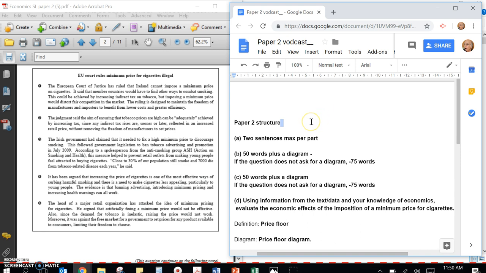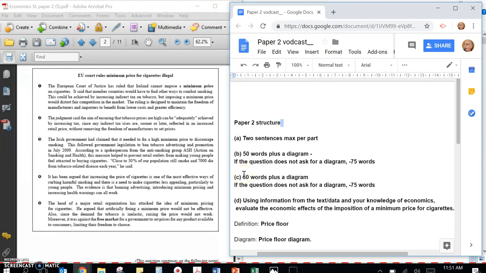We have part A, where in each part, worth 2 marks each, you'll be asked to write a definition or state two things. We've seen definitions before. For stating two things, it might be state two functions of a central bank. So the revision that you do on definitions will really pay off here. You'll be able to score 4 out of your 20 marks, that's 20%, in about 1 minute. So learn your definitions.